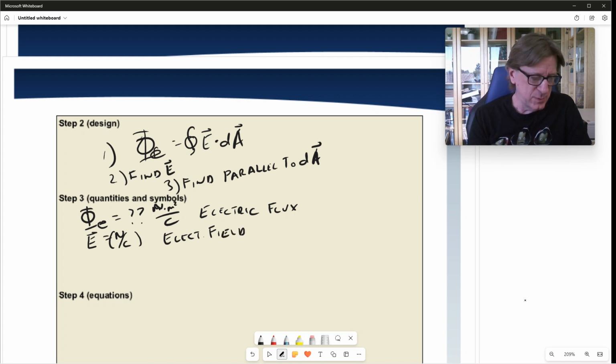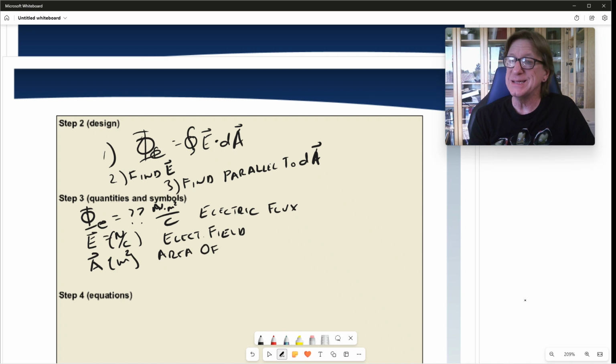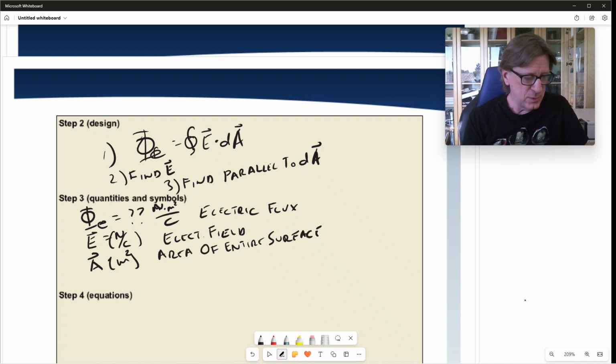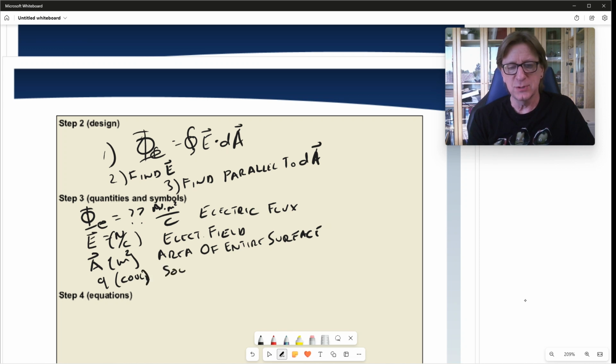And I also know that I'm going to need some sort of area. So that's going to be my area vector, remember. And that's going to be in meters squared. And this is the area of my surface. And that's the area of my entire surface. And remember, that's going to be a sphere for us. Okay. And then I know that Q in coulombs is my source charge.